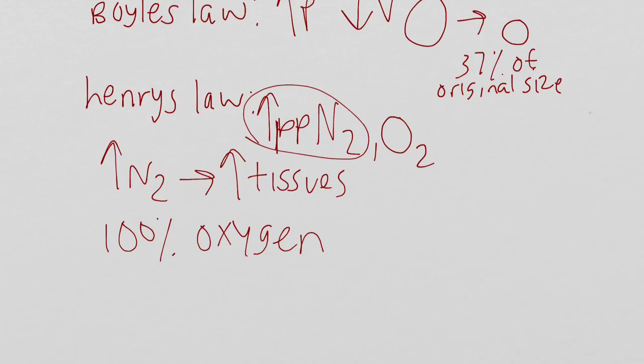The bubble, when the volume gets smaller to that 37% of its original size, doesn't just go to the lungs. The tissue has to absorb that nitrogen again. So I have bubble to tissue to lung.